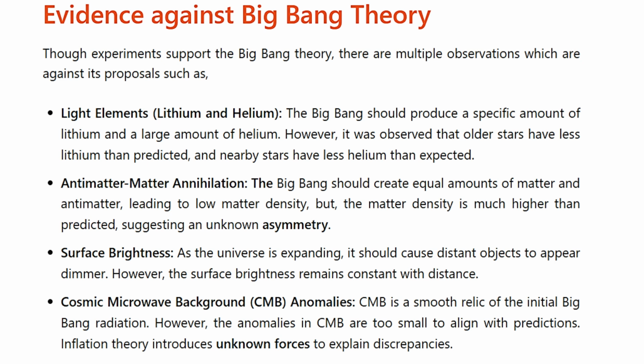Antimatter annihilation. The Big Bang should create equal amounts of matter and antimatter, leading to low matter density, but the matter density is much higher than predicted, suggesting an unknown asymmetry. Surface brightness. As the universe is expanding, it should cause distant objects to appear dimmer. However, the surface brightness remains constant with distance.